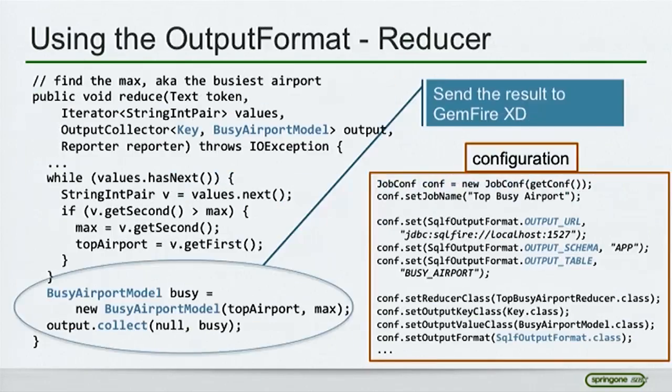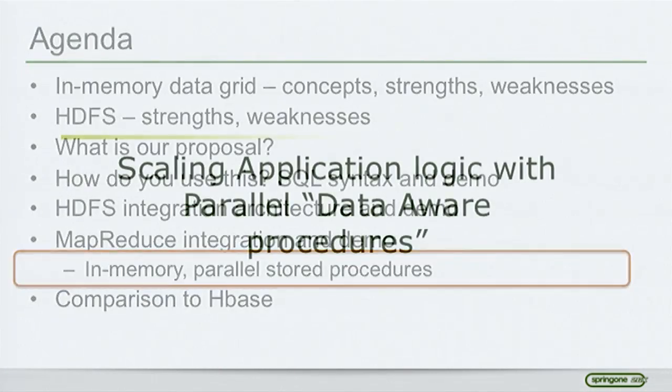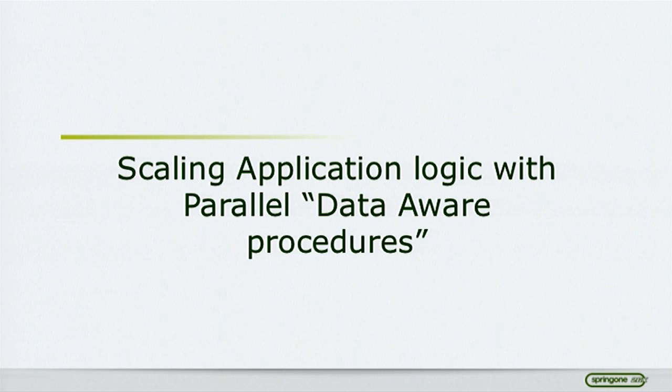Let me show you one interesting thing. We didn't really cover all this. One of the big things that we support, which I think is a much more interesting pattern than honestly MapReduce, is that you can run a parallel arbitrary function, an arbitrary piece of Java code, as a procedure in a highly parallelized manner inside that in-memory grid itself.